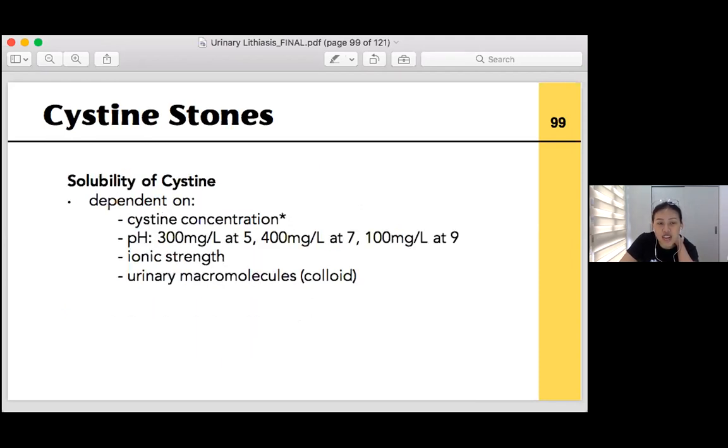So there are several factors that determine the solubility of cystine, and this includes cystine concentration, which is the main contributing factor, and different urinary macromolecules like colloid.